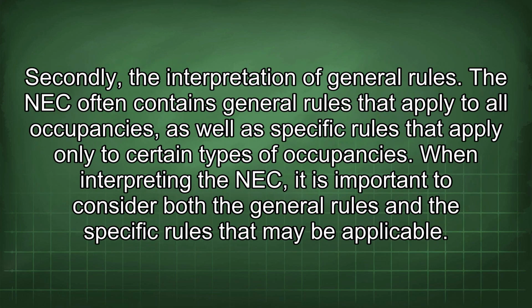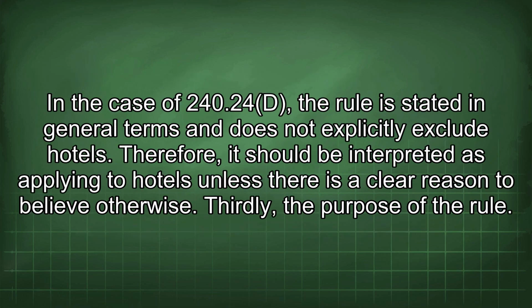Secondly, the interpretation of general rules. The NEC often contains general rules that apply to all occupancies, as well as specific rules that apply only to certain types of occupancies. When interpreting the NEC, it is important to consider both the general rules and the specific rules that may be applicable. In the case of 240.24(D), the rule is stated in general terms and does not explicitly exclude hotels. Therefore, it should be interpreted as applying to hotels unless there is a clear reason to believe otherwise.